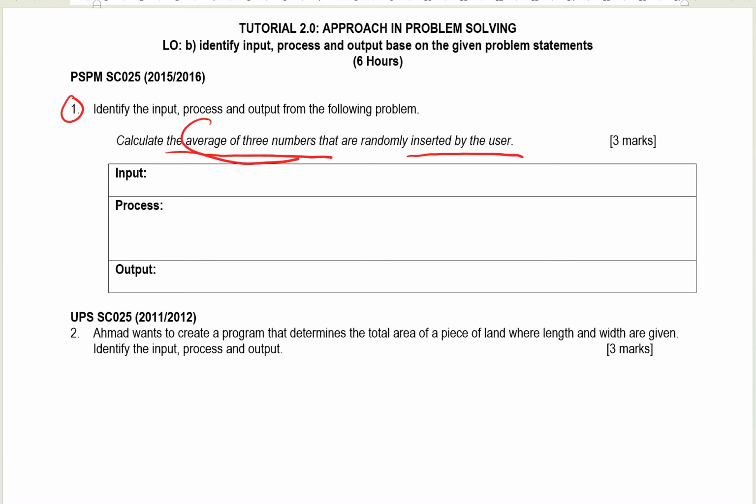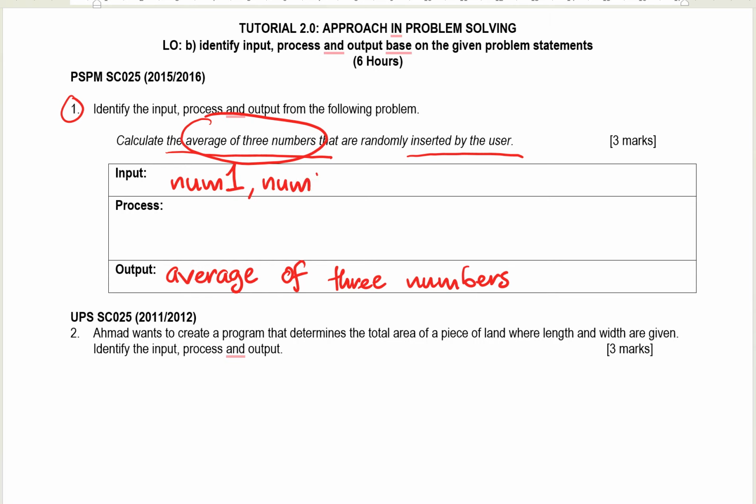So in the question, it asks you to get the average of three numbers. So the output should be average of three numbers. Right, to get the average of three numbers, what are the inputs needed? So of course you need the three numbers and the input should be num1, num2, and num3. Means that it allows the user to enter any three numbers.